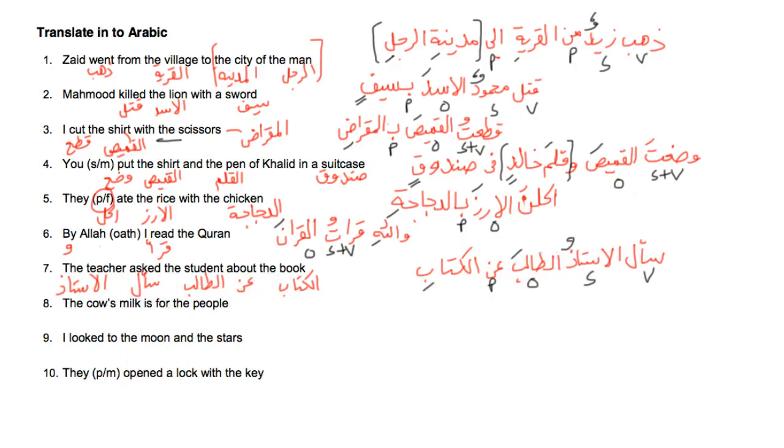The cow's milk is for the people. So the cow's milk, remember this is an of rule. So cow is baqara and milk is laban, for the people li an-nas. So labanu al-baqarati lin-nasi. Labanu al-baqarati lin-nasi.